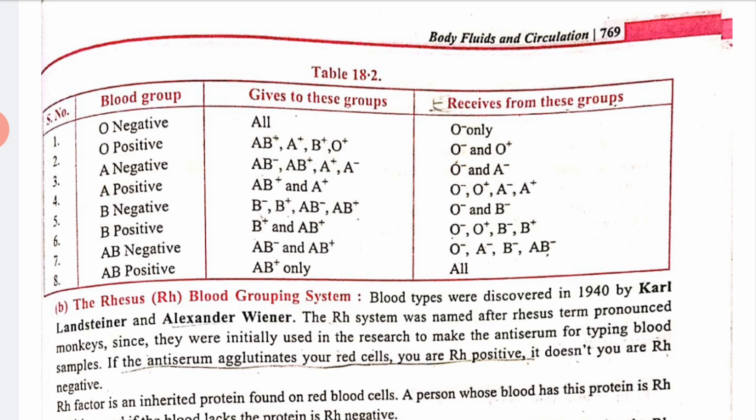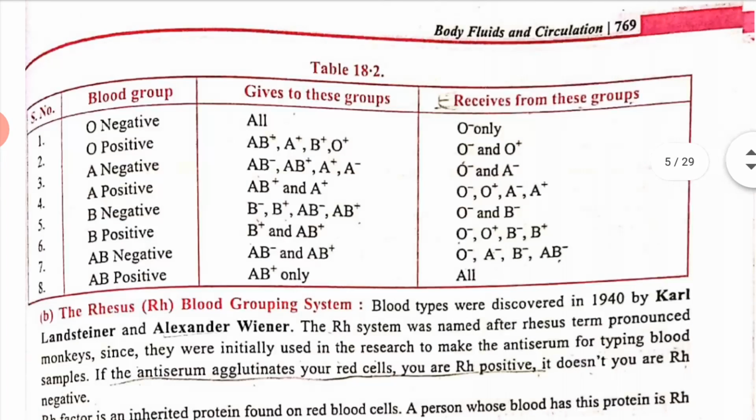Clear? Now see here, the table is given, how beautifully it is given. So here is the blood group. Now it shows to which groups we can give, to whom we can give, and from where we can receive. Okay, yes.